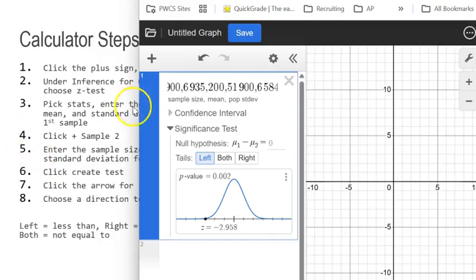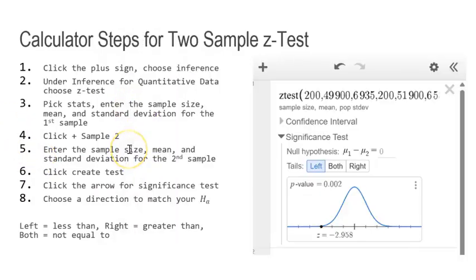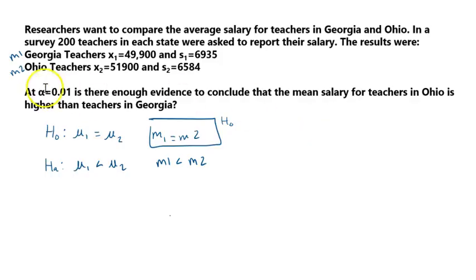And then we would write our conclusion sentence the same that we've been doing. So in this case, because our p-value is less than the alpha of 0.01, we would reject the null hypothesis, which means we do have enough evidence to conclude that the mean salary for teachers in Ohio is higher than teachers in Georgia.